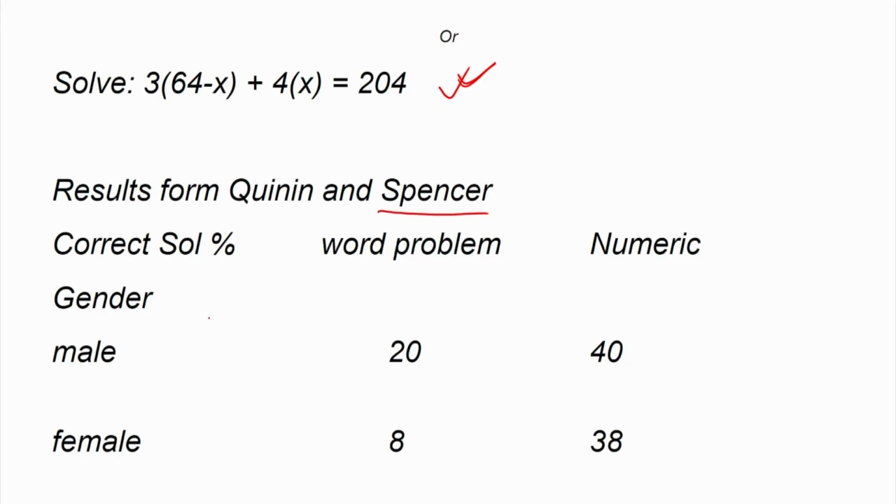So, word the same problem in terms of a word form, then relate it in terms of an equation. And this is the result from the Quinn and Spencer study. It was found that for males and females, fewer males were able to solve the word problem, and more males were able to solve the numeric format. This is the numeric format of the problem, and this is the word format.